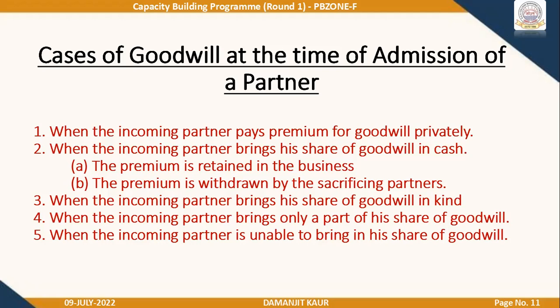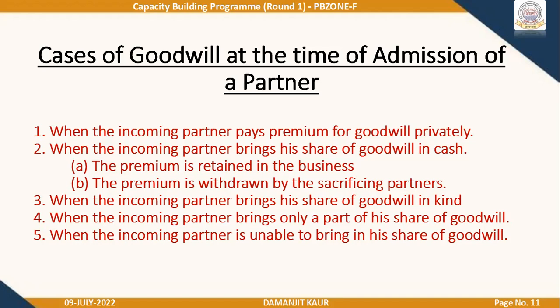Now, in all these cases, case number 1, 2, and 3, the incoming partner has brought in the premium for goodwill, whether it is in cash or in kind. So there is no problem at all, and this premium will be distributed to the sacrificing partners in the sacrificing ratio. Coming to case number 4 and 5, if we look carefully, there the partner is unable to bring full amount of goodwill. Either he is not bringing anything at all, or he is bringing only a part of his share of goodwill.